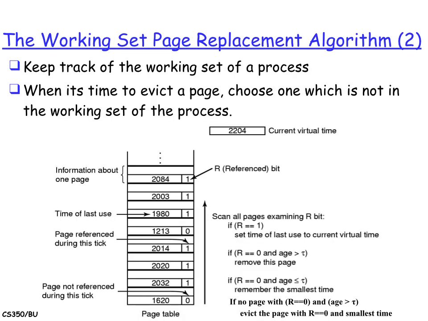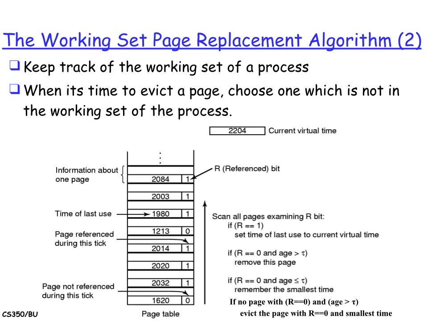Let's look at how you can implement the working set page replacement algorithm. The working set page replacement algorithm works by evicting a page which is not in the working set of the process. We have the algorithm which periodically scans all the memory pages. Every so often, all the pages in the main memory would be scanned. With every page, there is a referenced bit that is marked by the hardware.